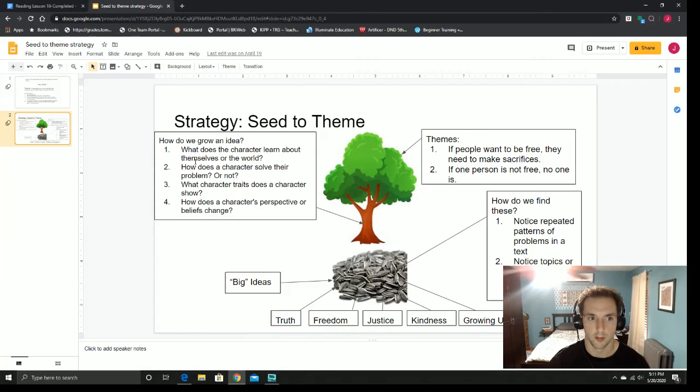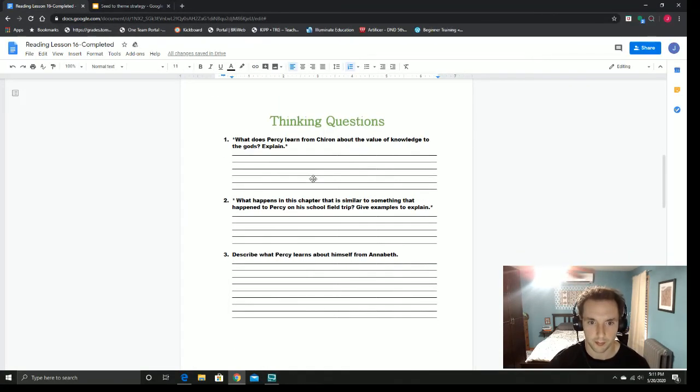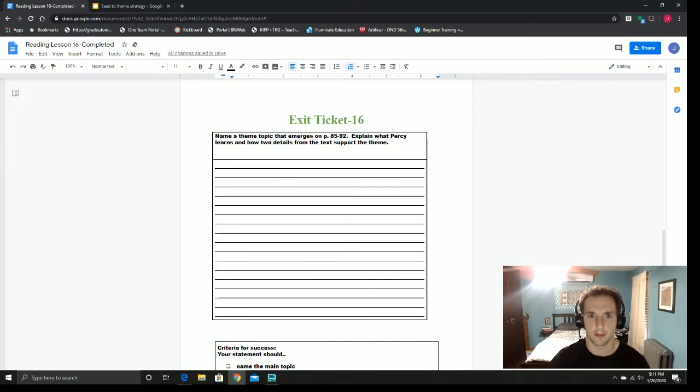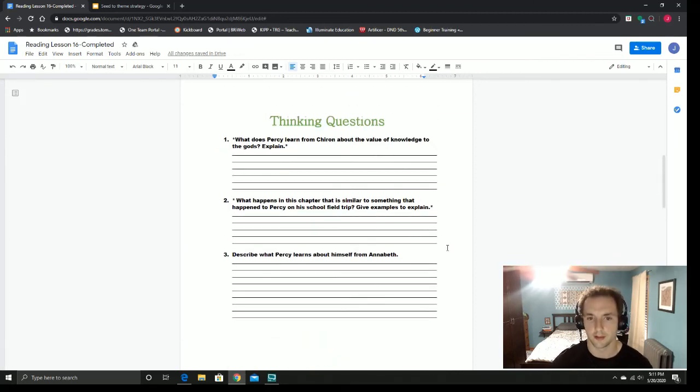All right. We'll be referring back to this later in the lesson, but here we go. What does Percy learn from Chiron about the value? Actually, let's start with our exit ticket first. So again, name a theme topic that emerges from 85 to 92. Explain what Percy learns and how two details from the text support the theme. When it says theme topic, the theme topic is that big idea: freedom, justice, kindness, whatever it happens to be. Then we're going to grow that theme topic into a theme and find some details from the text to support that theme. These questions will help guide us to do that.